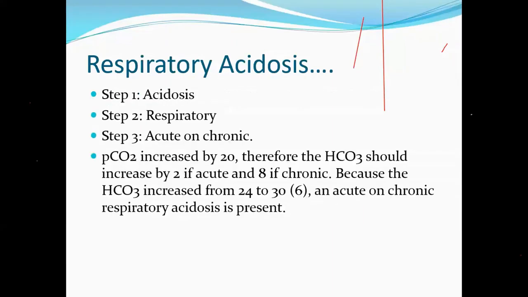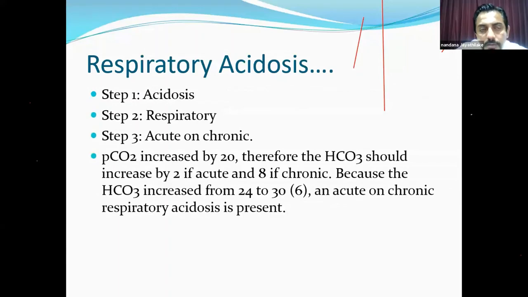Yes. So this is step one. This is the acidosis, respiratory acidosis, and acute on chronic, we'll see how. The PCO2 increased by 20. Therefore the carbon dioxide should increase by 2 if acute and 8 if chronic, because of the bicarbonate increment from 20. So this is an acute on chronic respiratory acidosis, which we have discussed before. This is simple mathematics, just a simple step on how to deal with respiratory acidosis.